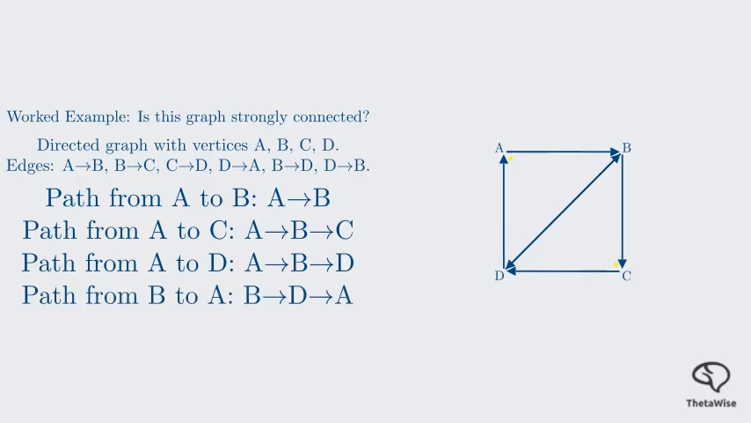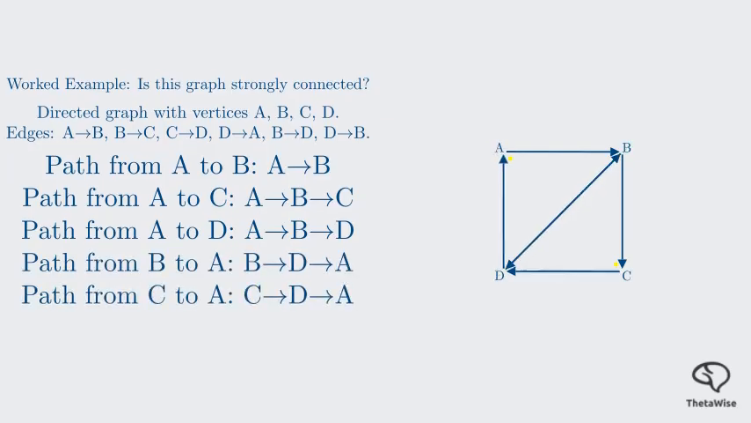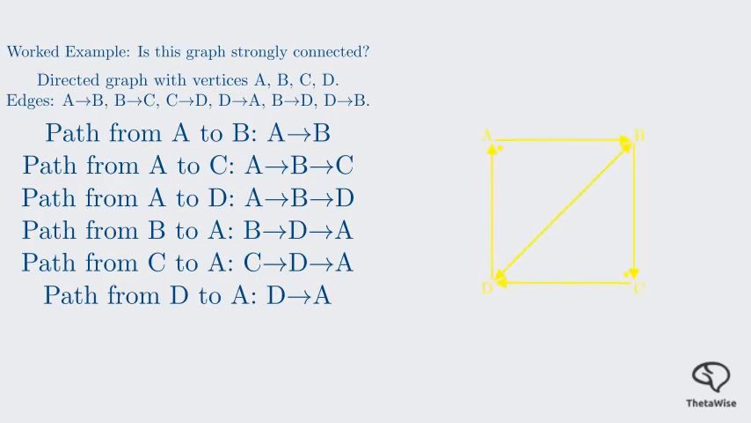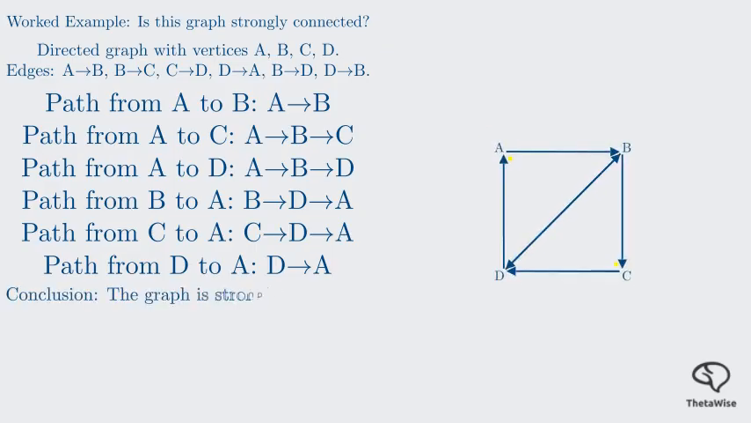Now let's verify the other direction. Can we reach A from every other vertex? From D, we have a direct path D to A. From C, we can go C, D, A. From B, we have B, D, A. Since we can find a directed path from any vertex to any other vertex, this graph is indeed strongly connected. We have now seen the properties of simple, connected, and strongly connected graphs, which are essential for describing network structures.